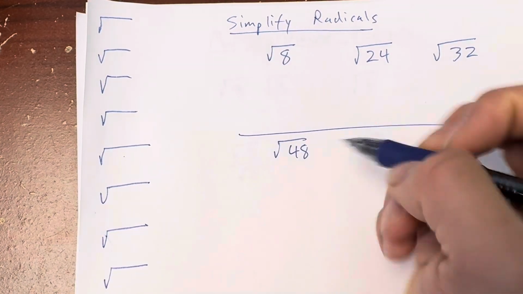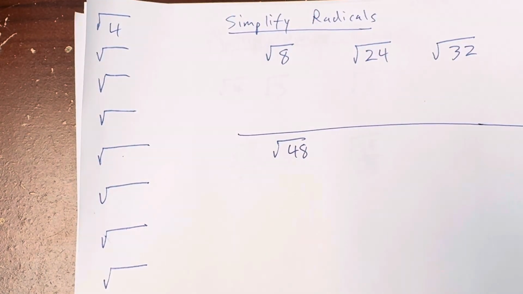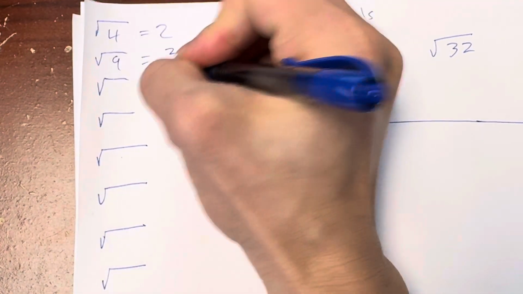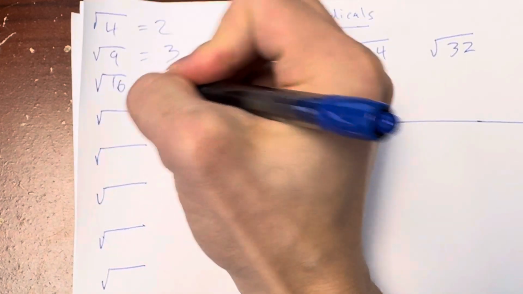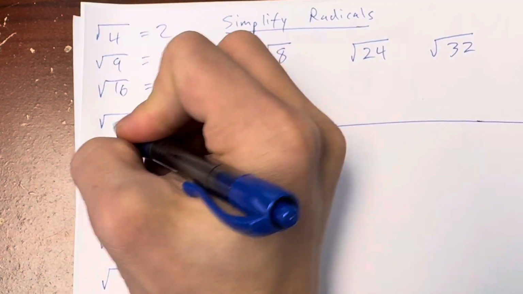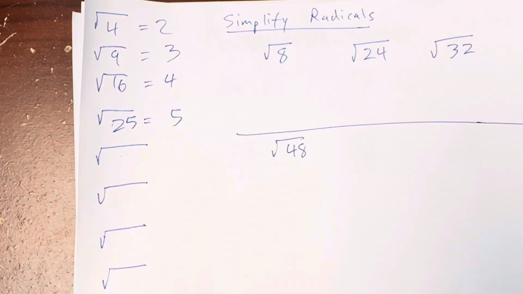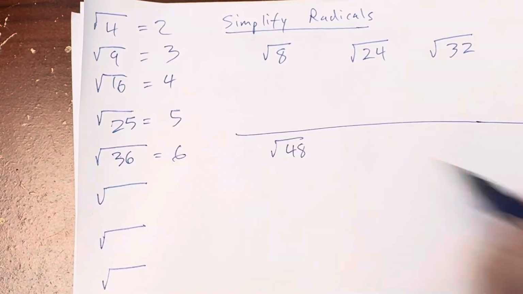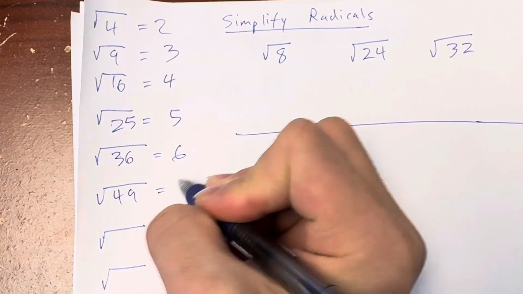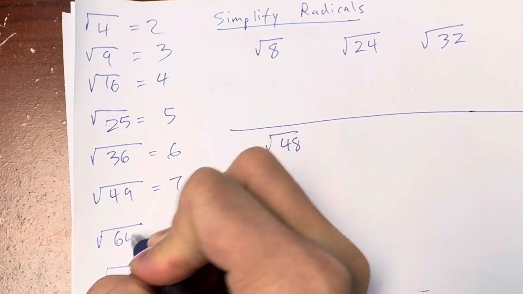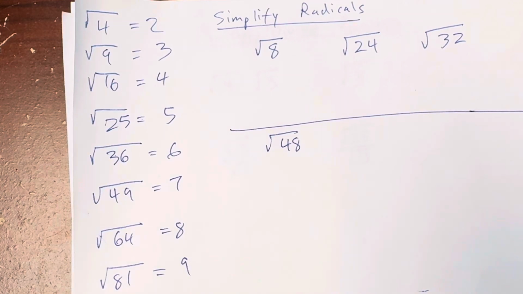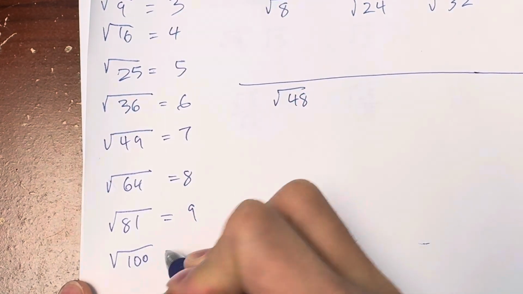For example, the square root of 4, right? You could do it in your head, that's going to give you 2. And let's go ahead and complete this list. Square root of 9 is going to give us 3. Square root of 16 is going to give you 4. Square root of 25 is 5. And feel free to complete it in your head as well as we go along. Square root of 36 is 6. Square root of 49 is 7. And square root of 64 is 8. Square root of 81 is 9, and square root of 100 is 10.